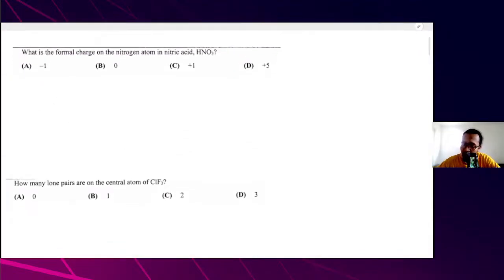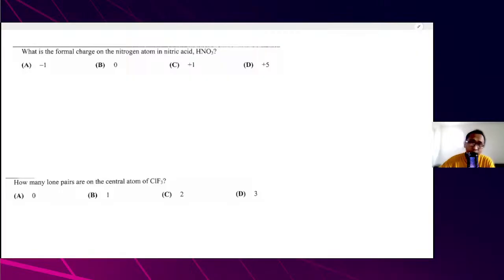What is the formal charge of the nitrogen in nitric acid? Remember, formal charge is different from the oxidation state. Just remember that, because sometimes we get confused about the meaning of formal charge.